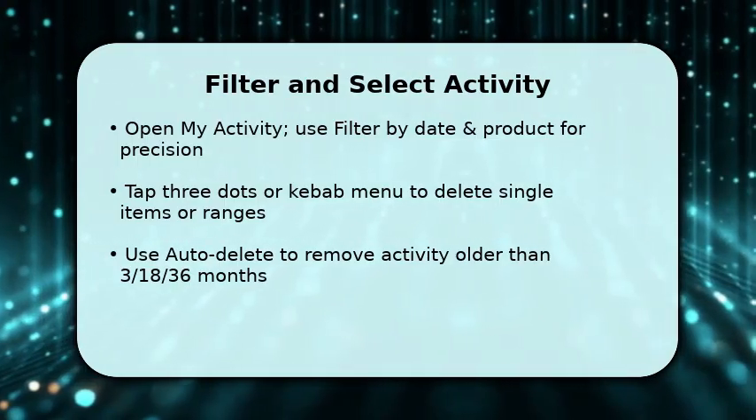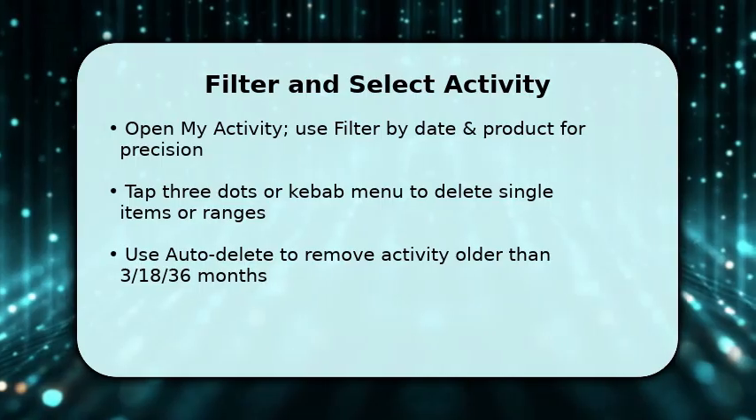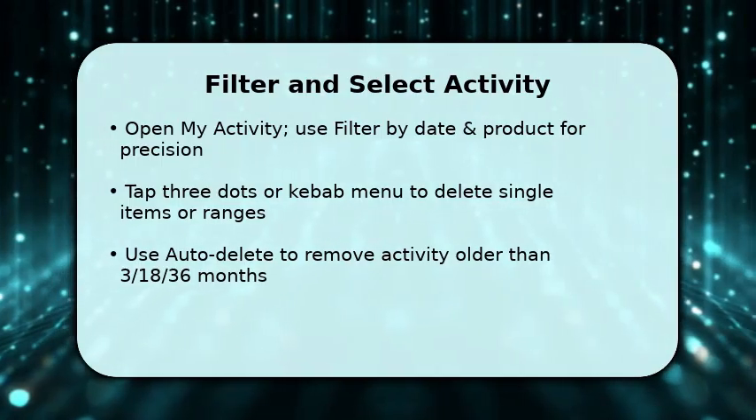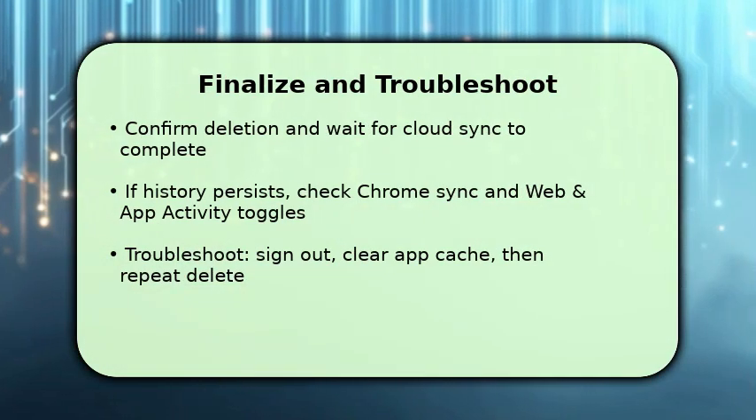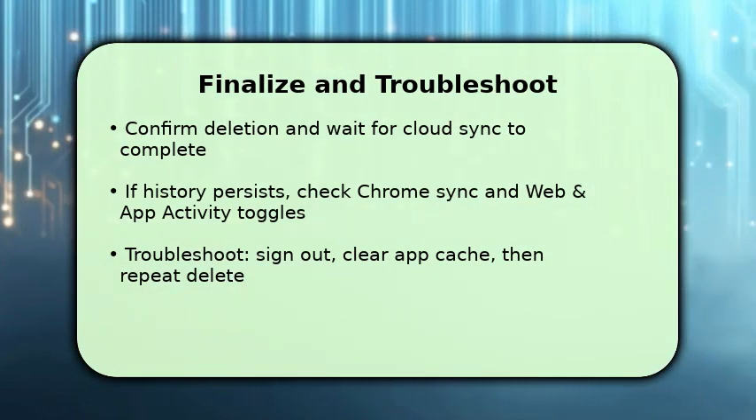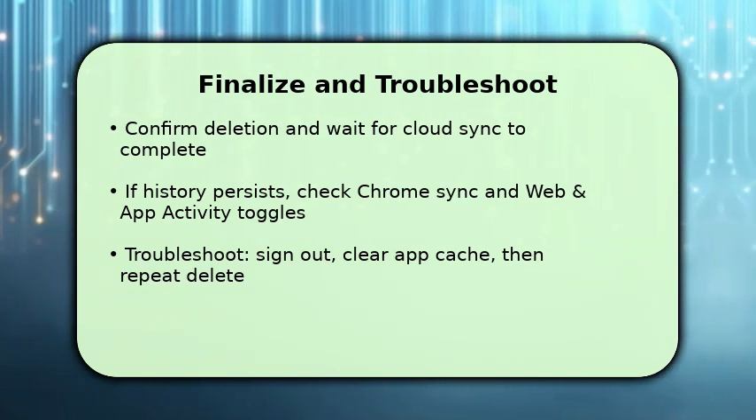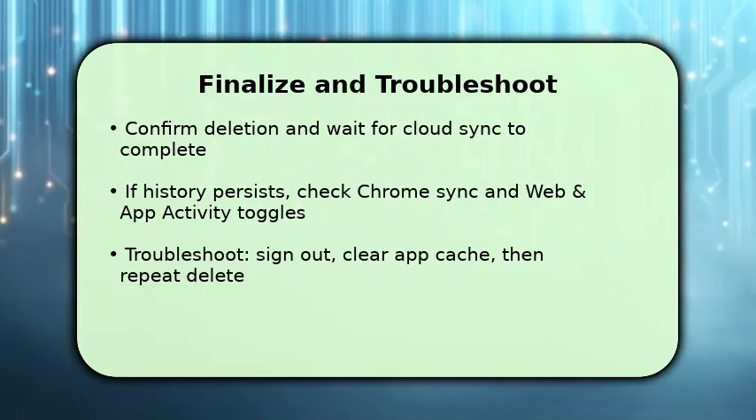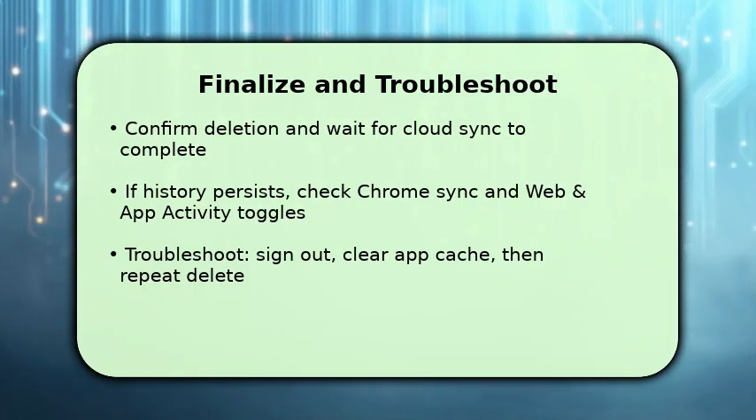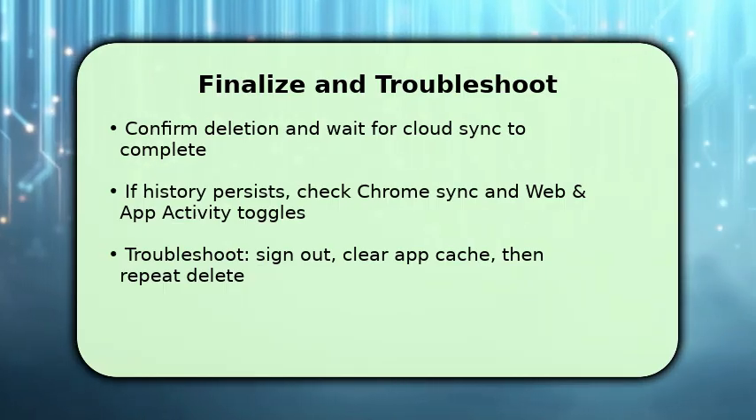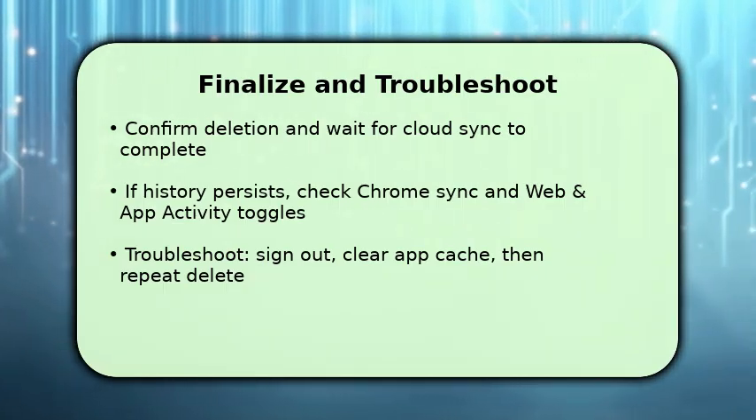If you prefer ongoing maintenance, enable Auto Delete to remove older history automatically. Finish by confirming deletion prompts and then give Google time to sync the change across devices. This is why you may still briefly see entries. If items reappear, make sure Chrome's sync and web and app activity are not re-adding data. Disable them temporarily and repeat the delete.